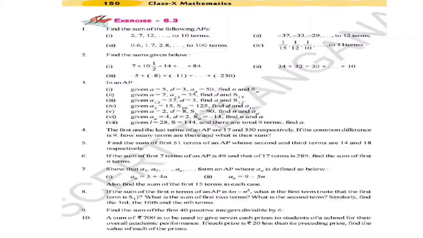So today's homework is exercise 6.3, first bit, 4 problems. Find the sum of the following APs. The first question: 2, 7, 12, up to 10 terms. That is nothing but finding the S10 value. Second question, up to 12 terms, that means the sum of first 12 terms, S12. Next, up to 100 terms, that means S100. Next, the fourth question, 11 terms, sum of first 11 terms, S11. So these are the 4 homework problems for today.